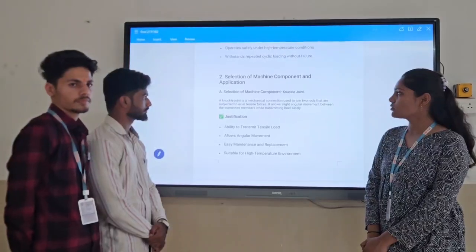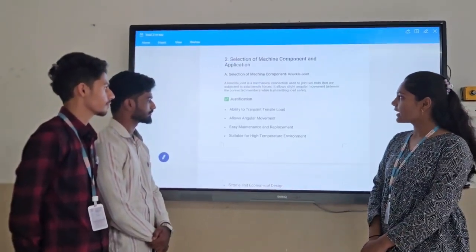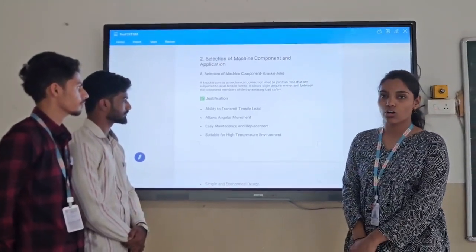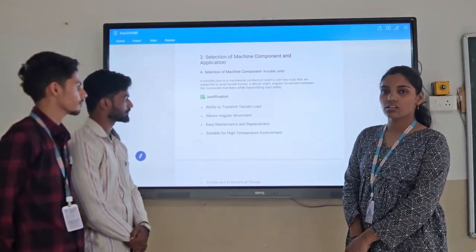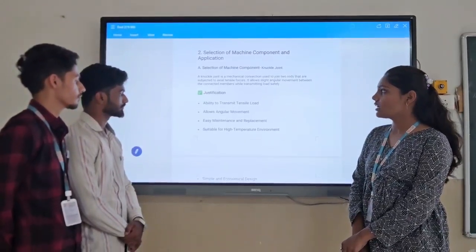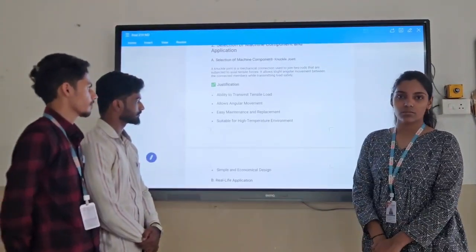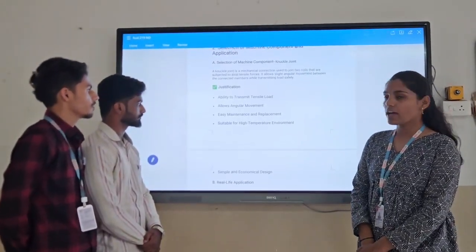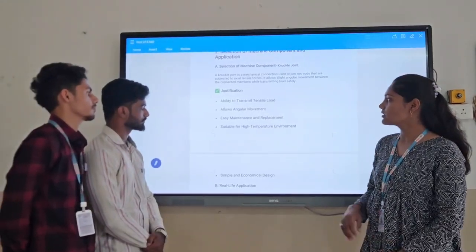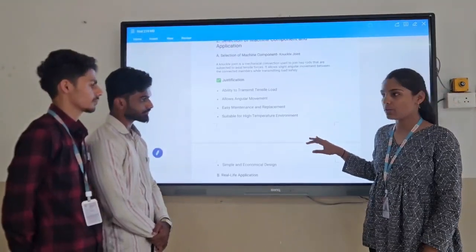First is the selection of the machine component, which is the knuckle joint. A knuckle joint is a mechanical connection used to join two rods that are subjected to axial tensile force. It allows slight angular movement between connected members. The justification is the ability to transmit tensile loading and allow angular movement. Next is easy maintenance and replacement, and suitability for high temperature.